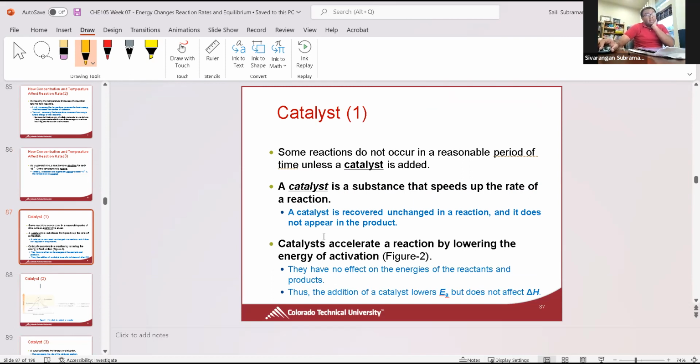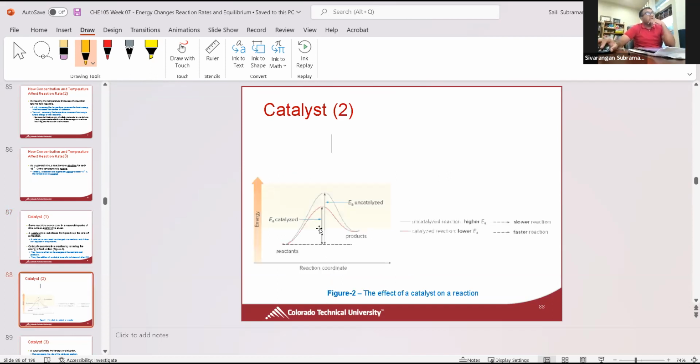But technically, and in a scientific manner, a catalyst accelerates a reaction by lowering the energy of activation. Okay, so again, keep in mind, anytime we talk of energy of activation, EA, you're not talking about the relative energy levels of the reactants and the products. All you're talking about is this energy barrier, or the height of this hill.